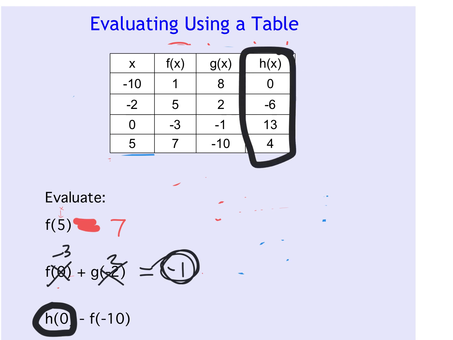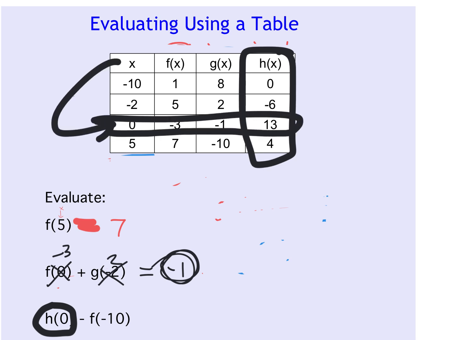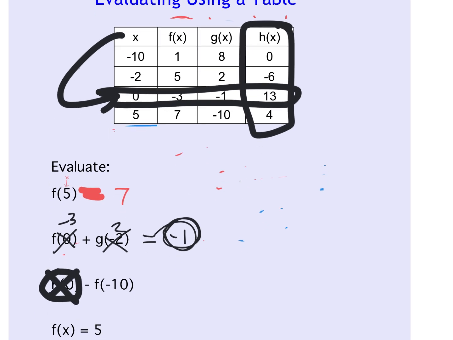H, and where x is 0 is right there. So you follow that across, and you get 13. So that was 13. Please finish that one. If this part's 13, then we subtract it from whatever f of negative 10 is. F of negative 10 was 1. 13 minus 1 is 12. Who had 12? Raise your hand if you had 12. All right. Now we're getting almost everybody.